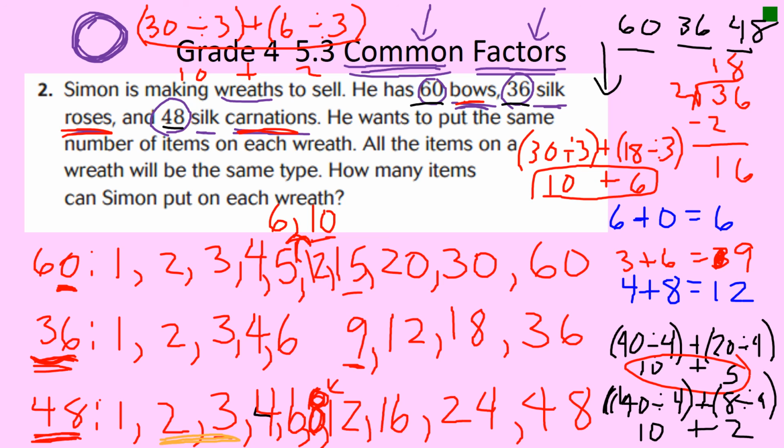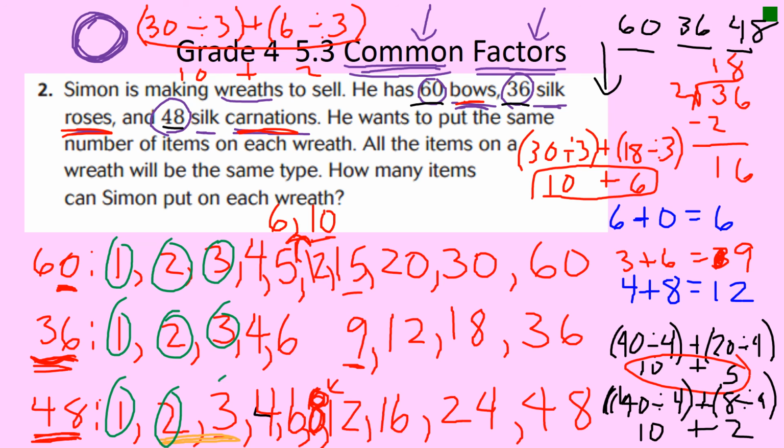So let's look at this list of insanity we have here, because we need to find out how many items of the same type he can put on a wreath. He can put 1 item on each wreath. That's the same. 2 or 3 or 4. And then look, don't forget our 6 up there.